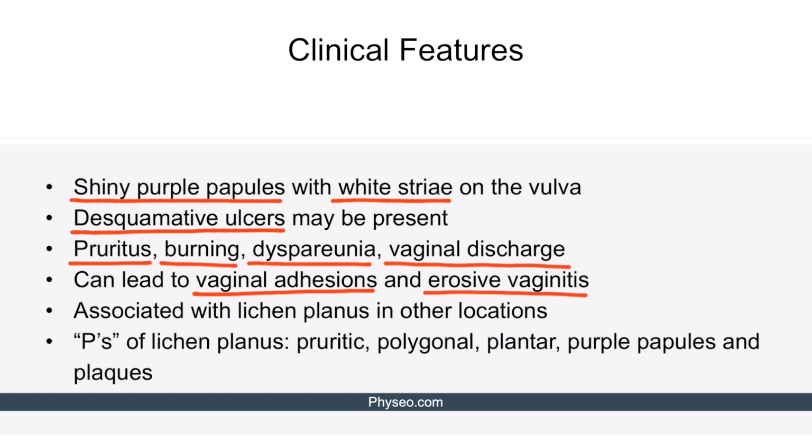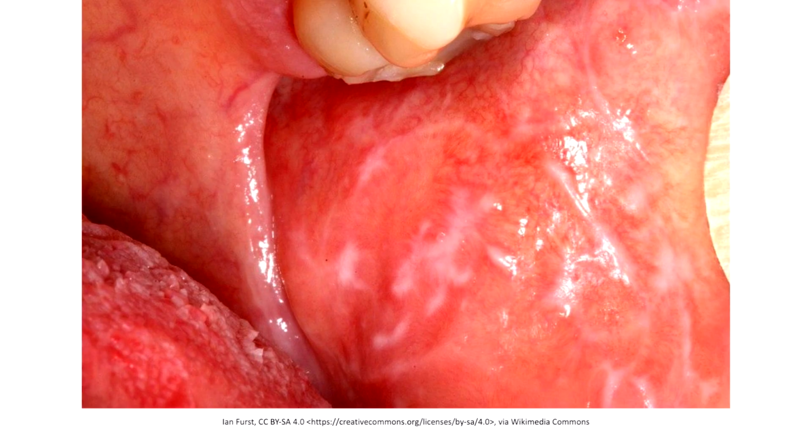If a patient presents with lichen planus in the genital area, they may also have lichen planus in other locations, such as their oral mucosa or extremities. You may hear the clinical features of lichen planus summarized as the P's of lichen planus: pruritic, polygonal, plantar, purple papules, and plaques. In this image, you can see the clinical findings of lichen planus of the oral mucosa.